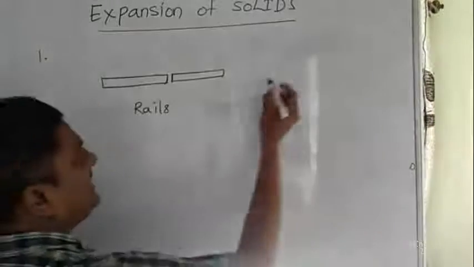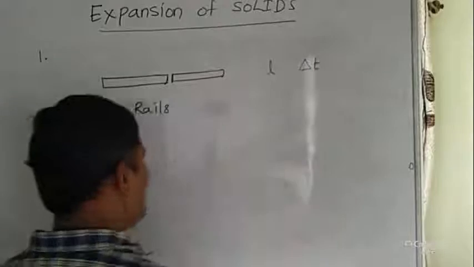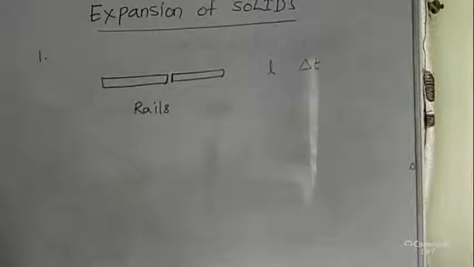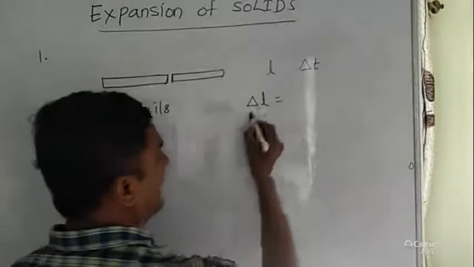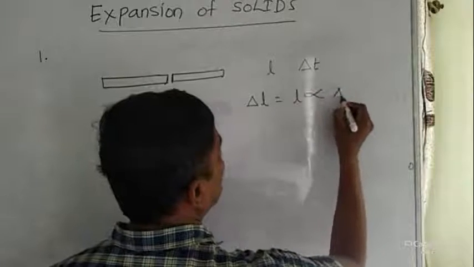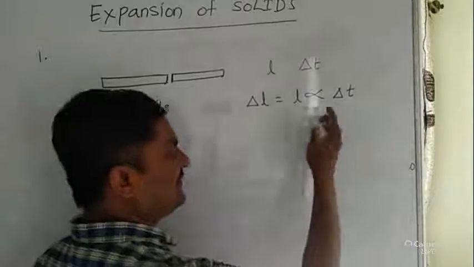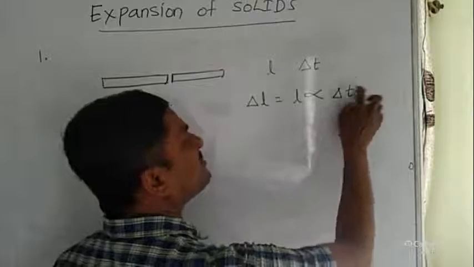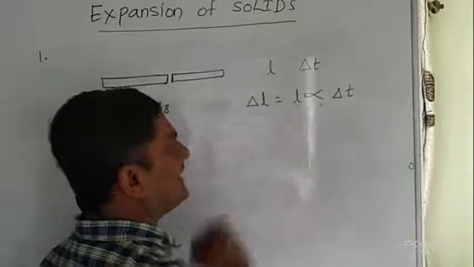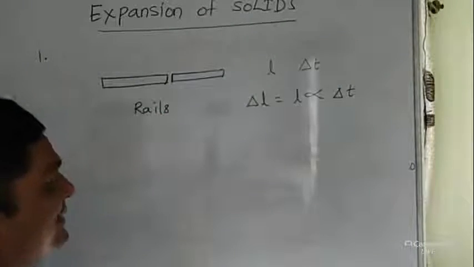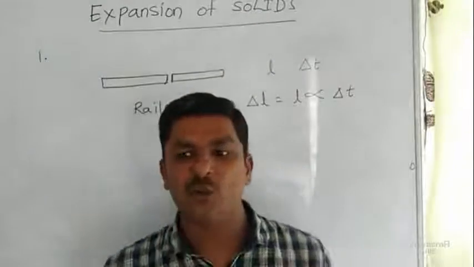So if L is the length of each rail and delta T is the change in temperature, the gap that should be left between the two rails can be written as delta L equal to L into alpha into delta T. Scientists know the alpha value and the approximate value of delta T, and they can measure the L value. From that they can calculate the delta L value, and they leave some gap between the two rails.